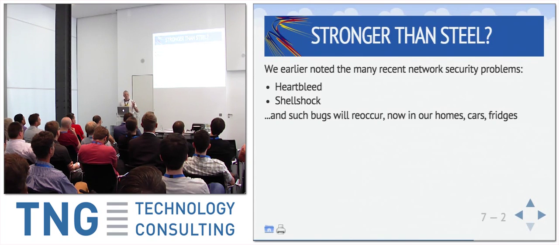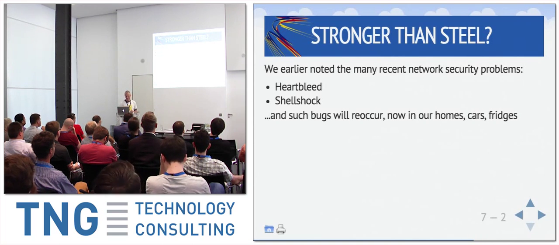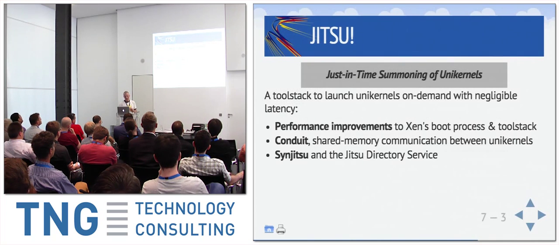A lot of security problems were part of the motivation for this. There are lots of security problems, particularly going into embedded devices, IoT devices, where maybe not as much work has been put into hardening them. So can we put some network protection in the way? Can we do something to assist people when they start to deploy these devices to make them a bit safer? So we call this just-in-time summoning of unikernels. Essentially, because we can boot these things so quickly, we can boot a virtual machine to interpose itself on the path between the client and the service being accessed in the time it takes to do that round trip, the time it takes to create that connection. So this needed 3 things: performance improvements to the boot process and tool stack in Xen, shared memory communication between unikernels, and then this directory service.